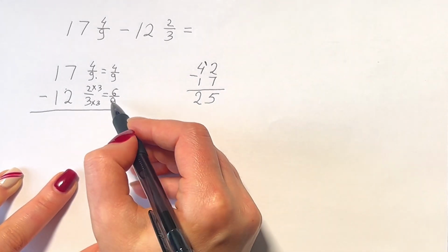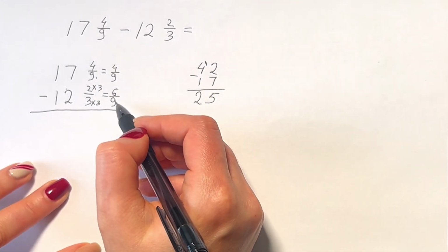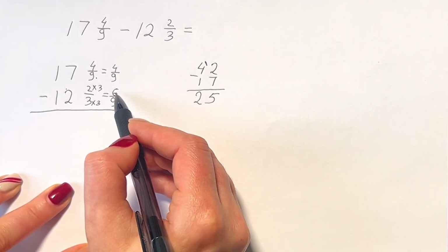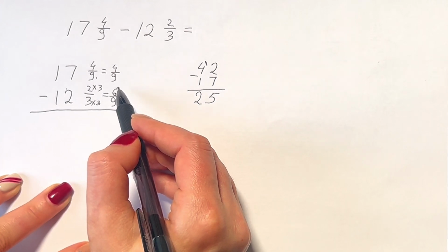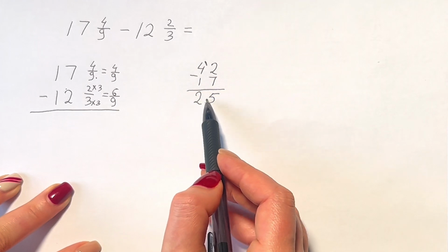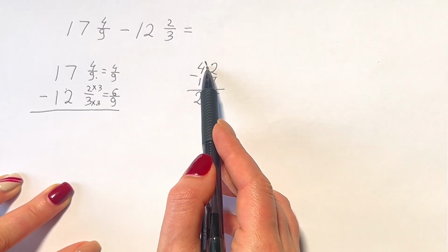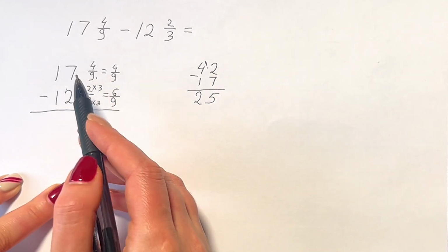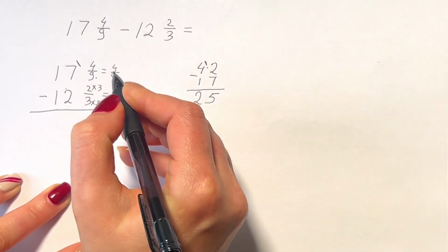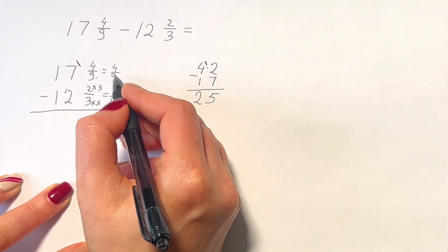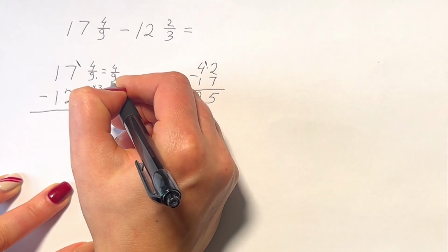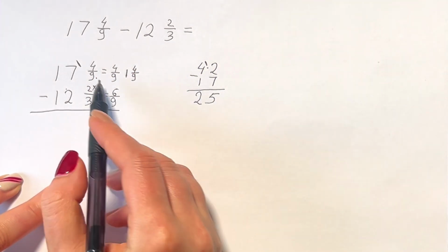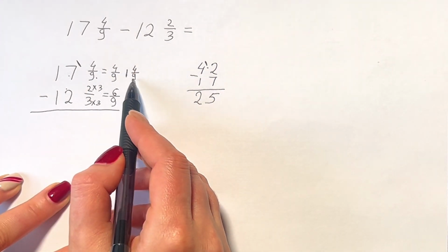Okay, now the denominators are the same. I'm just gonna subtract the numerators. 4 minus 6, I can't subtract 4 minus 6. So how I did in a whole number situation, I borrowed from the tens place. Now I'm gonna borrow from the whole number and I'm gonna give it to the fraction. So now 4 over 9 is gonna become 1 and 4 over 9. Okay, I took 1 whole and gave it to the fraction.